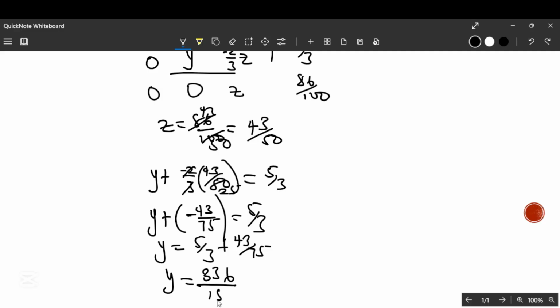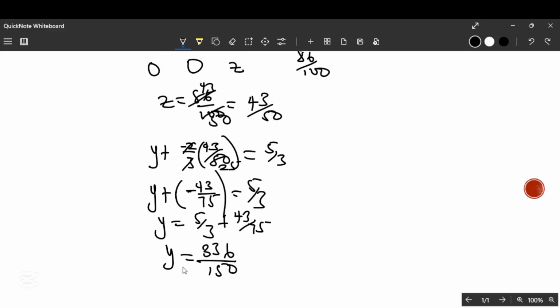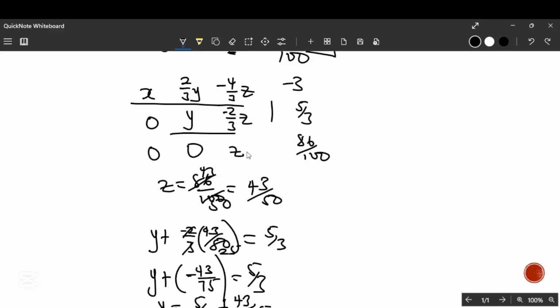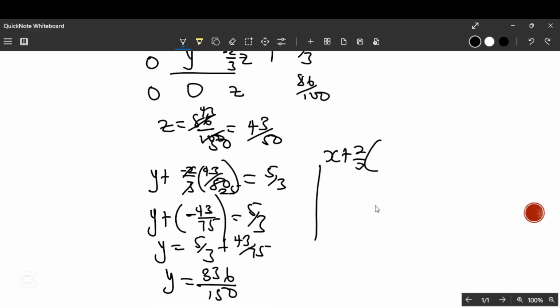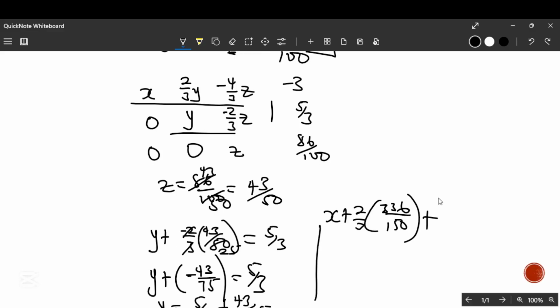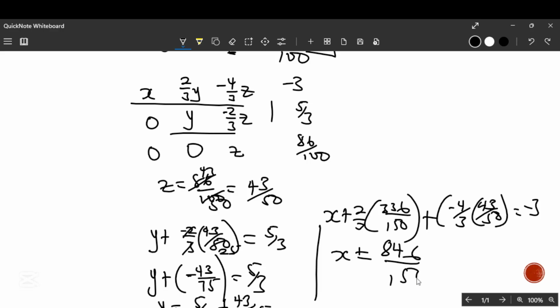That is great. So we substitute the values of y and z here in the first row. So you have x plus 2 on 3, y is now 336 on 150, and then negative 4 on 3, z is 43 on 50, should be equal to negative 3. Now when we perform the operation, we are going to have x equal to 846 on 150.